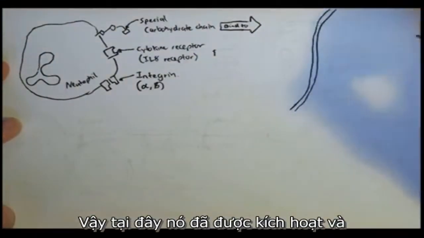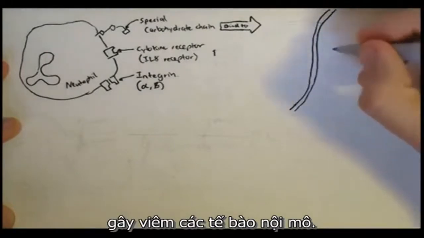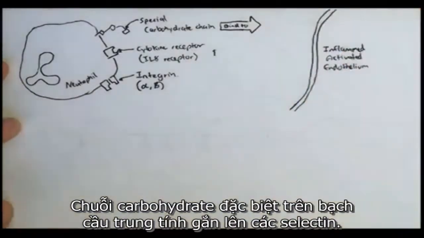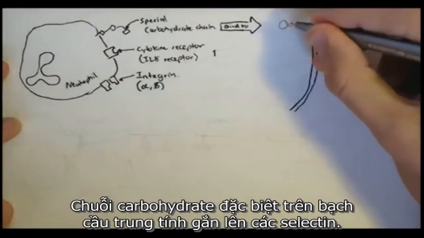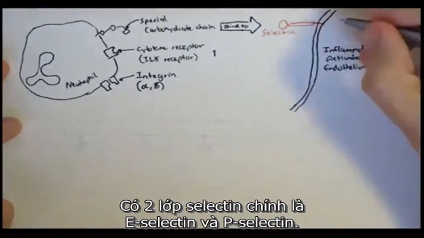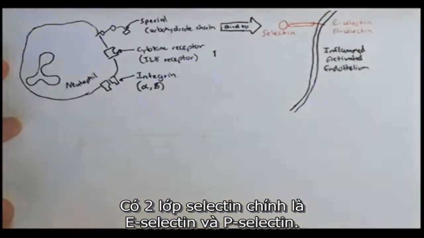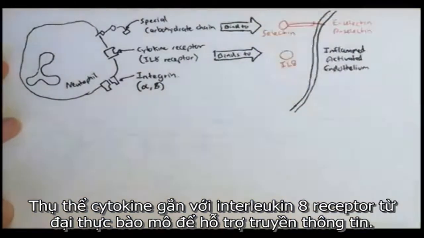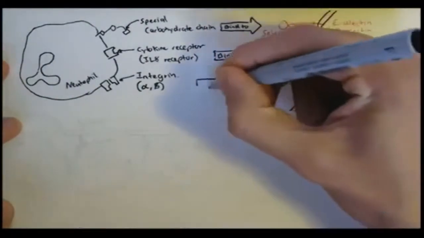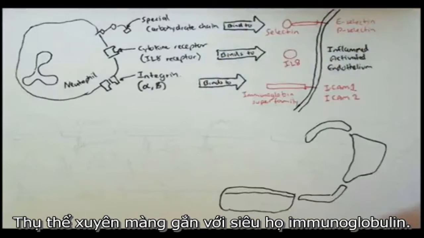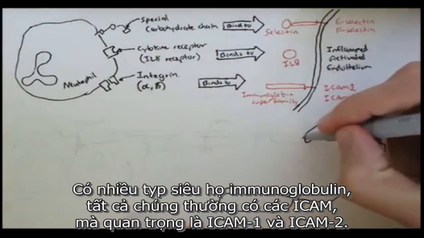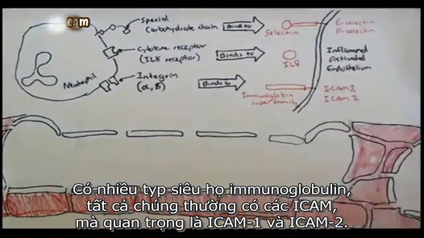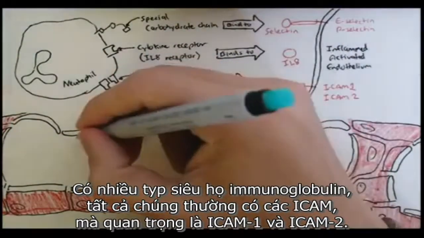So here we have an activated and inflamed endothelial cell. Just a bad drawing. So the special carbohydrate chain on the neutrophil binds to the selectins. Now there are 2 major selectin classes, the E-selectin and the P-selectin. The cytokine receptor is straightforward. It binds to the interleukin 8 from tissue macrophages to assist in passage. The integrin binds to the immunoglobulin superfamily, and there are many types of immunoglobulin superfamilies. All usually have a CAM in them. Now 2 important ones are ICAM1 and ICAM2.